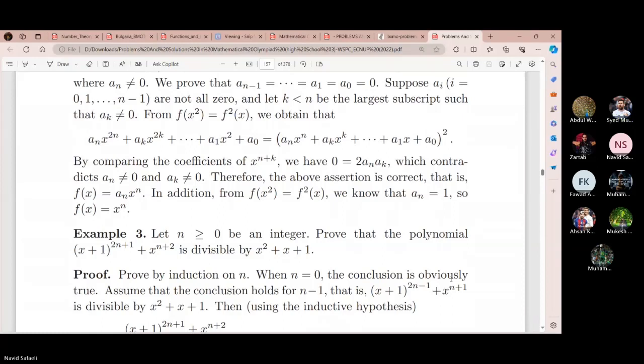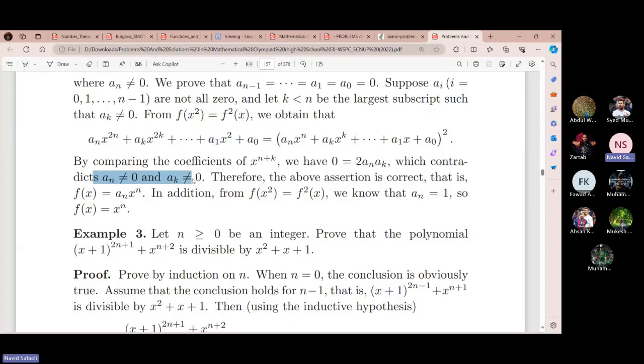No, sir. Okay. Now, if we compare the coefficient of x to the n plus k on both sides, on the right side, it would be 2 times a n a k. On the left, it would be 0 because n plus k would be between 2n and 2k, but there isn't any term between them. So this must be 0 since a n is not 0 and a k is not 0.